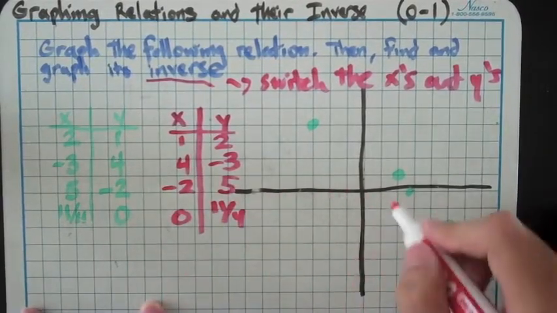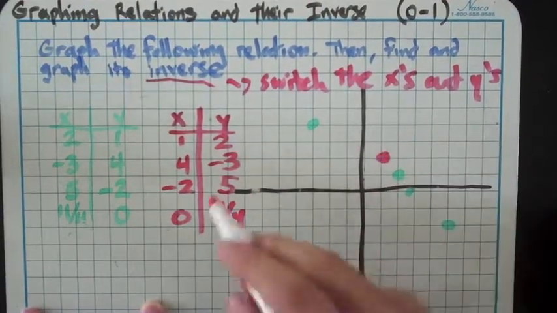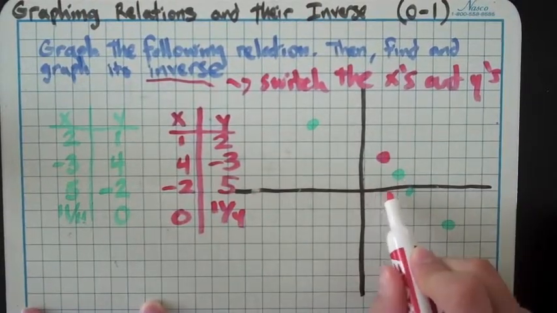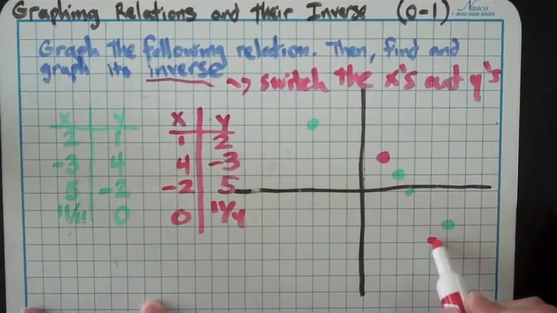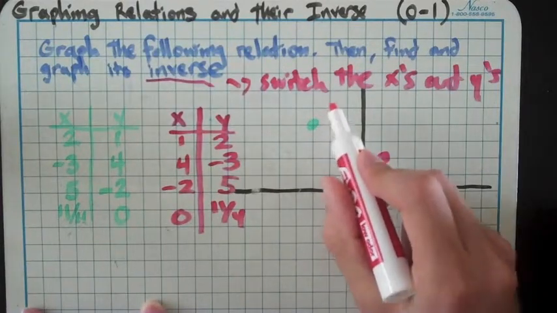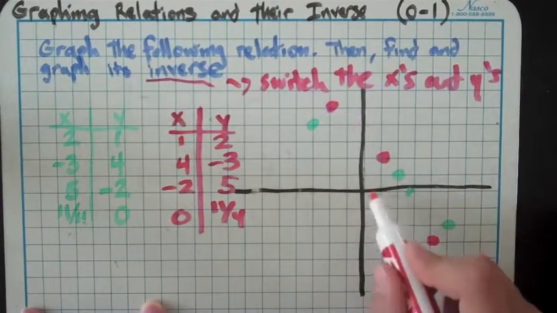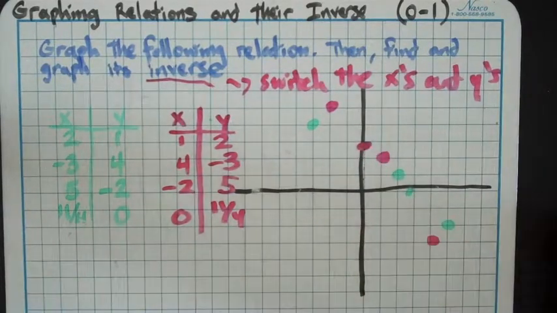And then I'm going to go and quickly graph my new points. 1 comma 2 would be right here, using the different colors to keep these straight. 4, let's see, 1, 2, 3, 4, negative 3 would be right there. Negative 2 comma 5, 1, 2, 3, 4, 5, and finally 0, 11 over 4. So that would be my new relation right there. I have the inverse of my original green guy.